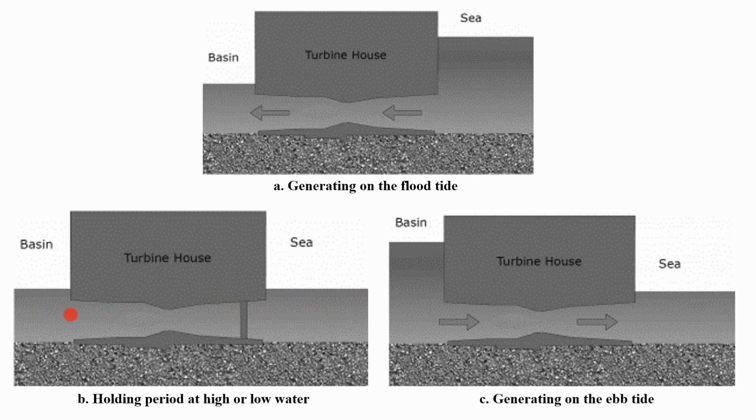So the head will be the same on both sides. This period is called the holding period. During the holding period, the turbine house will not generate any power, because the pressure on both sides is the same. So we will not be able to generate power during the holding period.